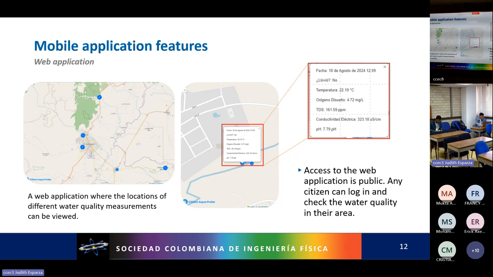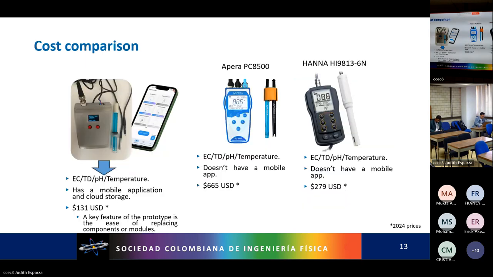And this is the web application where the users can see the different measurements in the metropolitan area of Valledupar and the information about the water quality in their zone. We compared it to another commercial multi-parameter probe, which has 4 parameters and doesn't have a mobile app. Our prototype can connect to the mobile application and save the data in cloud storage. The cost of our prototype is about $100, and another probe can cost double or triple.